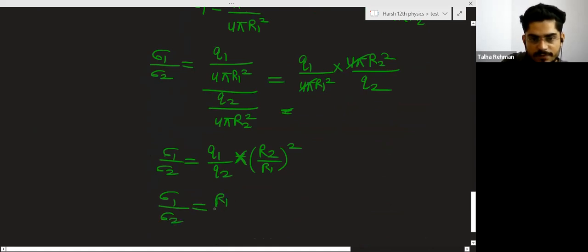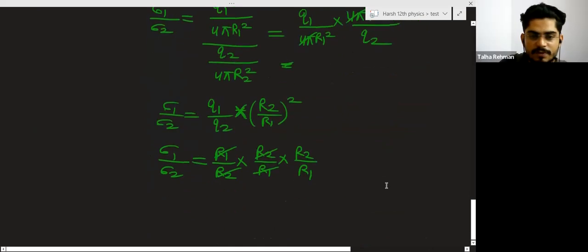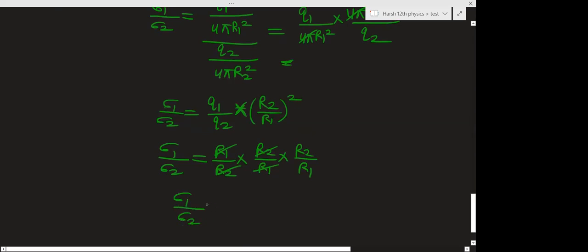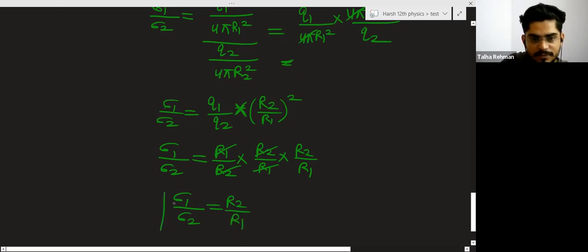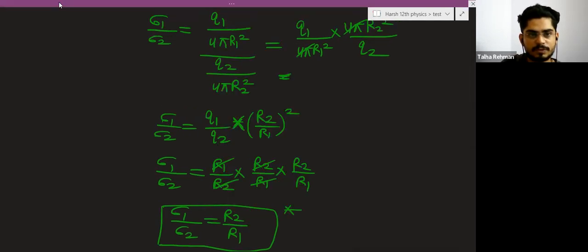Q1 by Q2 is R1 by R2, and this is R2 by R1 square. R1 is cancelled from here, and R2 is cancelled from here. So sigma 1 by sigma 2 is equal to R2 by R1. This is a little bit tough question, and you should note it down for your examination purpose. This is a CBSE question.